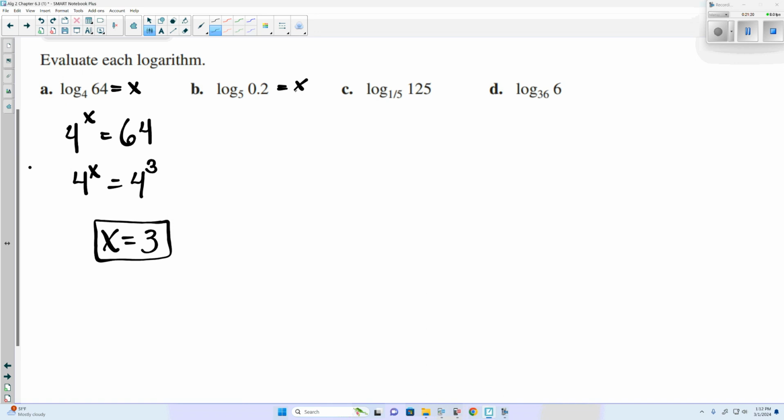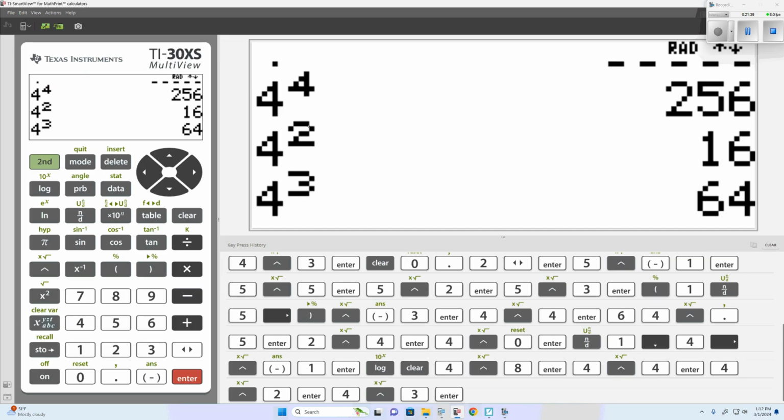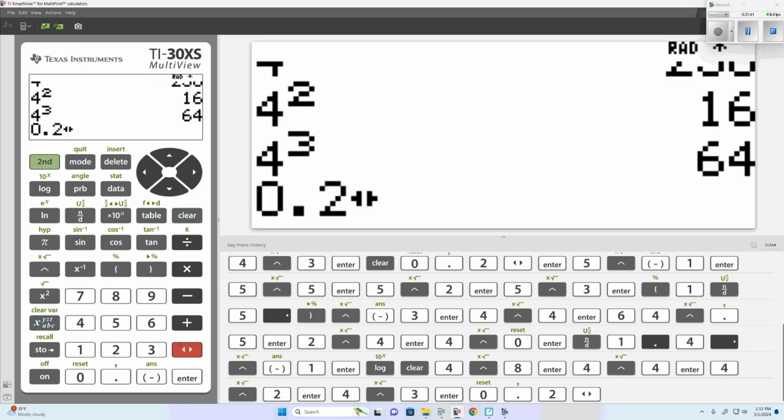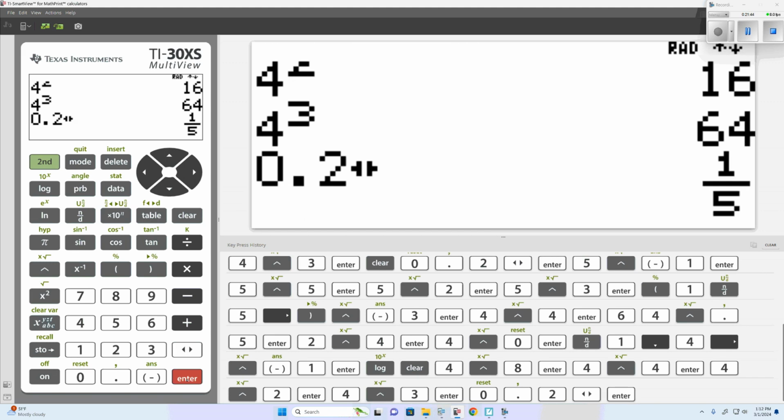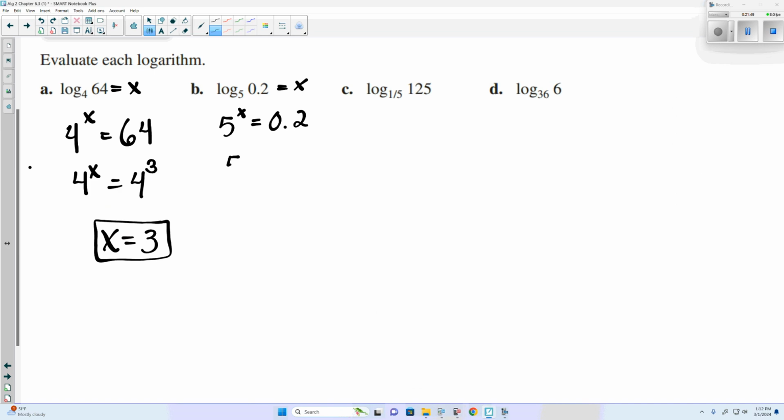5 to the x equals 0.2. Now, if we could do like we did on the last one, get them both to be 5, that'd make this a little bit nicer, yes? Well, this has to be a decimal. Let's convert the decimal to a fraction. So 0.2 is 1/5. So that makes it a little bit easier to work with.